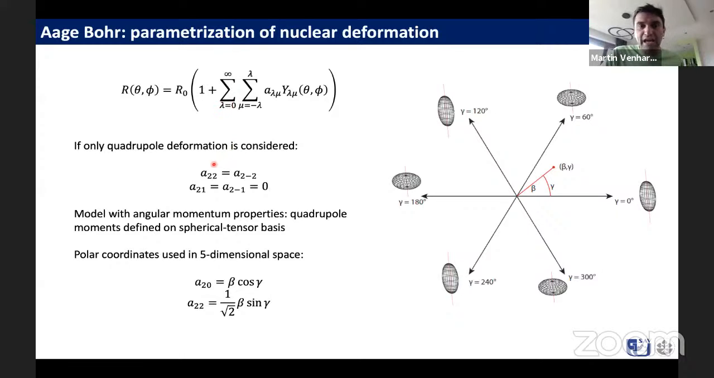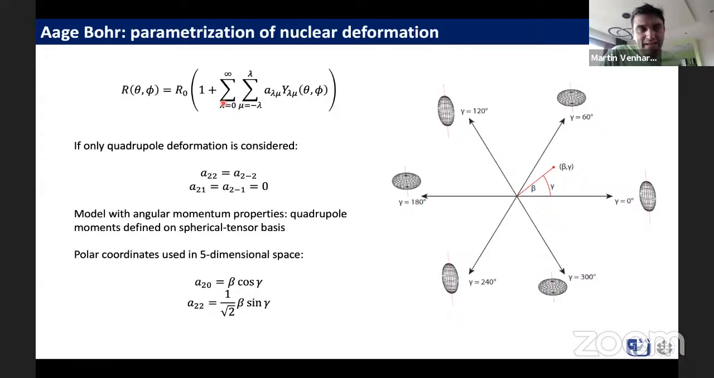So today we will be focusing or restricted only to quadrupole deformations. So we will not go with lambda higher than 2. So of course the nuclei have an octupole degree of freedom. There is known static octupole deformation.